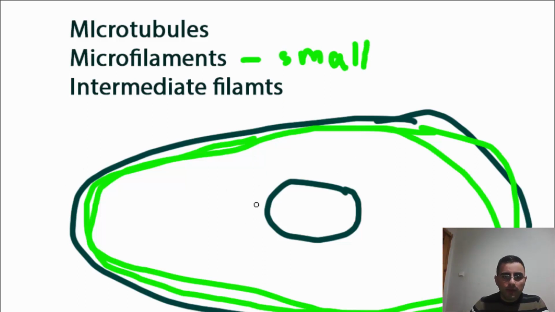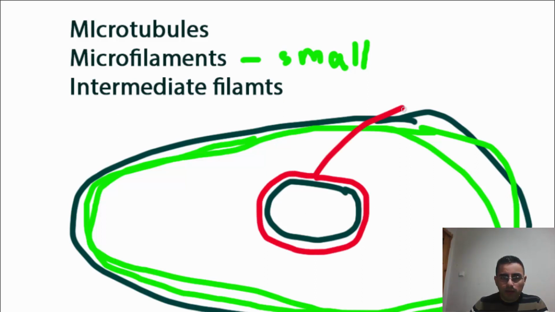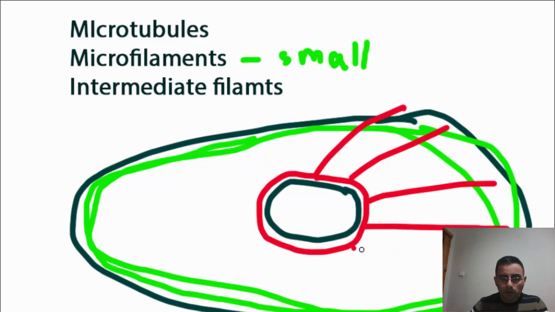Microtubules are concentrated around the nucleus, and here is also a network, but I want to draw it with a different color. Around the nucleus, there's an array that radiates from the center to the periphery. Microtubules.